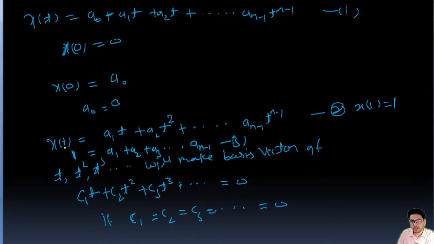Because for x(1) we put t equal to 1 and x(t) equal to 1. So we have put this. This is equation number 3, a very important equation, guys. Well, so now c1, c2, c3 should be 0, right? But this value should be 0, right?